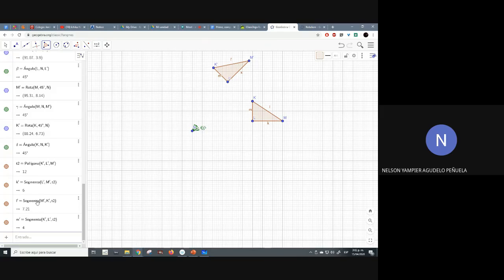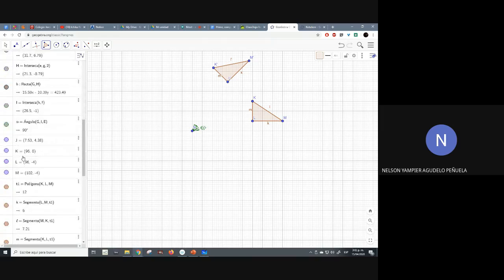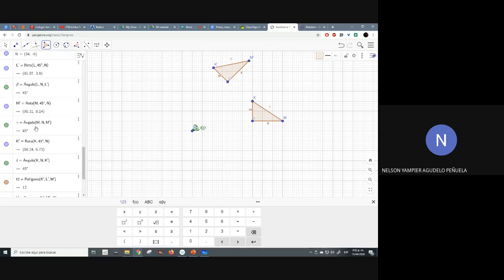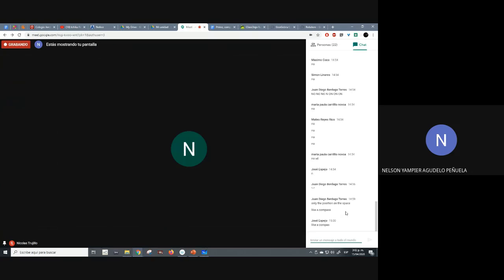So let me see if I can change the measure of the angle. I don't think so, but it may be possible. Ángulo alfa. Ah, no. No, los tendría que cambiar todos si se modifica la figura. So no problem. That is how you do it in paper with a compass and with protractor, because you need the protractor to make the same angle always. So once again, is there any question about rotation? No, thank you, Maria Paula.